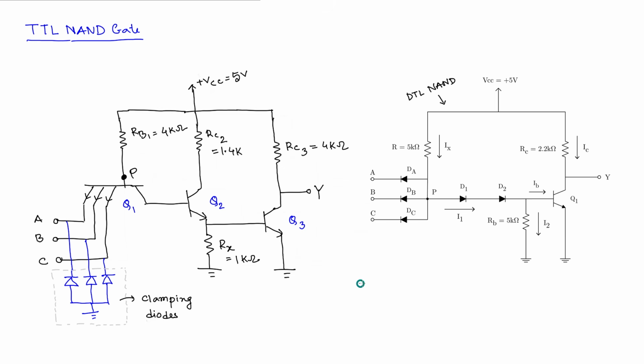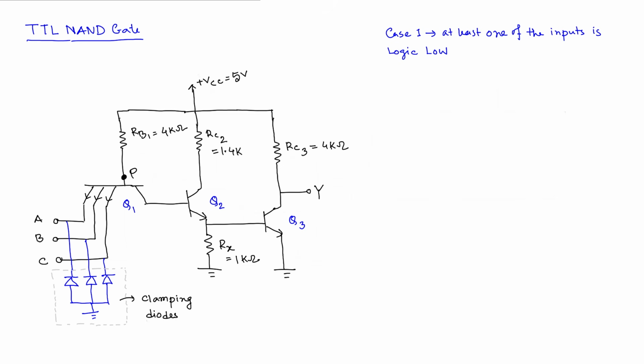So let us start. Now we will try to understand case by case how it actually works. Just like in the previous DTL example, because that was an AND gate of 3 inputs, we know how many possible inputs we have: A, B, C, and output is Y, right?